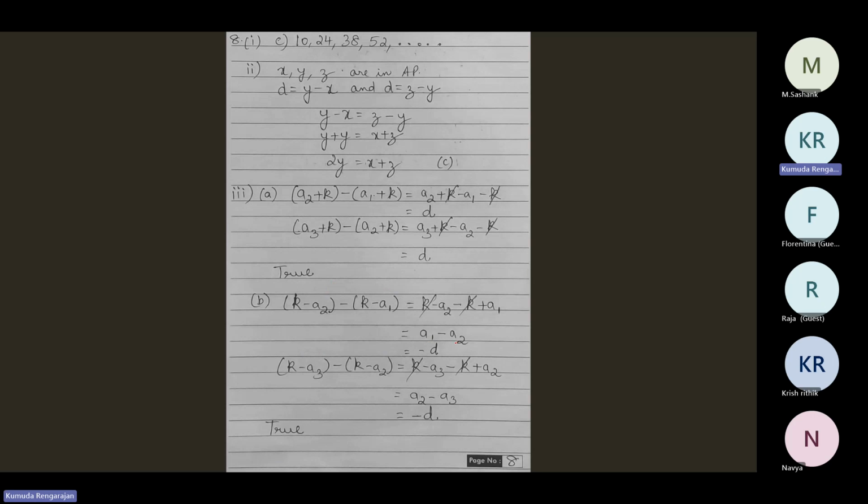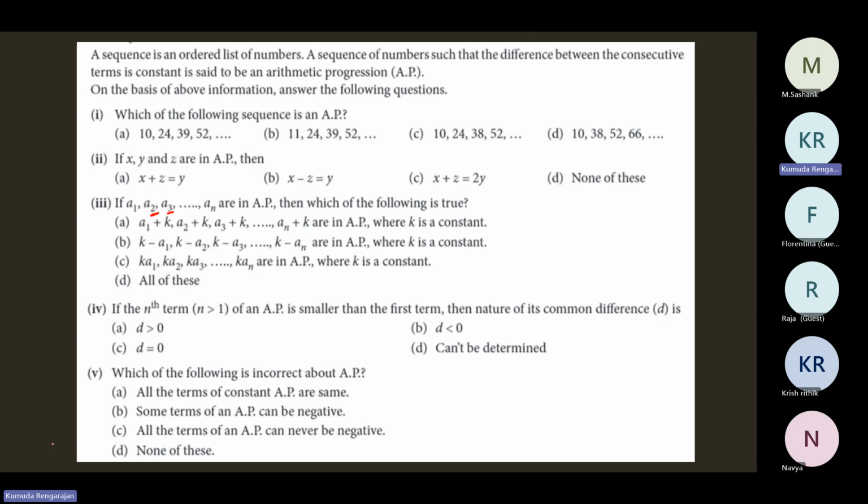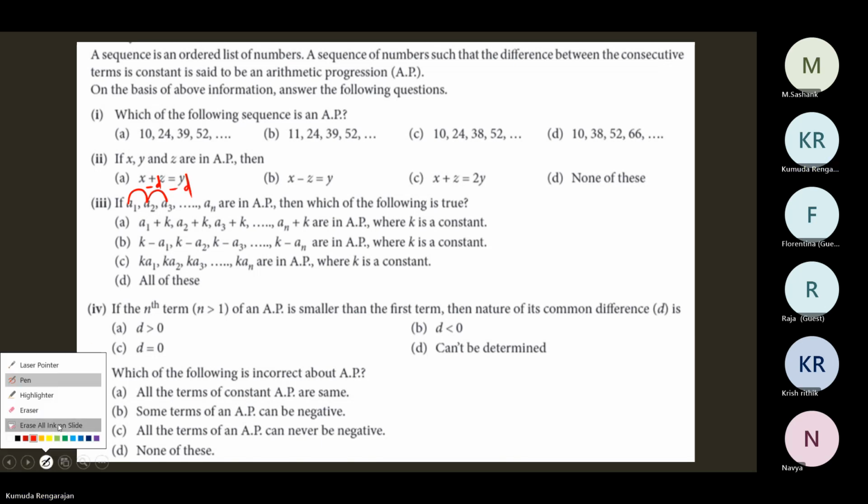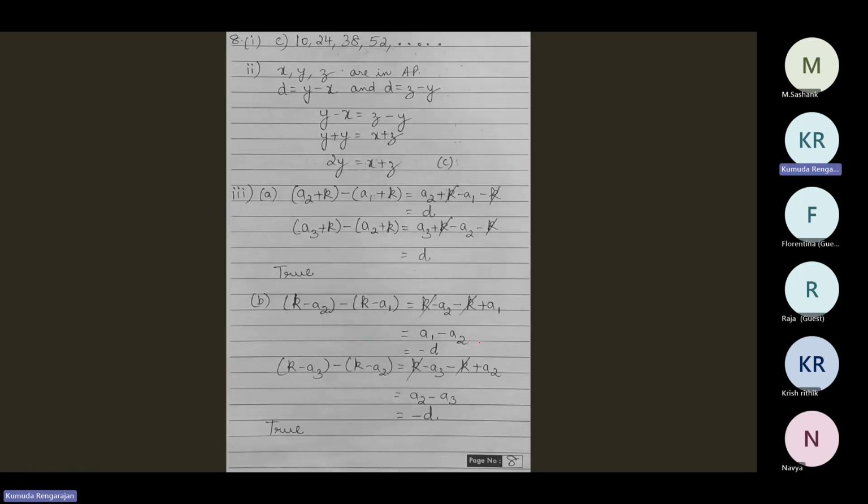We get A1 minus A2, and here we get A2 minus A3. What is A1 minus A2? It's minus D. What is A2 minus A3? Minus D. A2 minus A1 is the common difference, A3 minus A2 is D. A1 minus A2 will be minus D. A2 minus A3 is minus D. So A1 minus A2 and A2 minus A3 are both minus D. However, the value is the same.